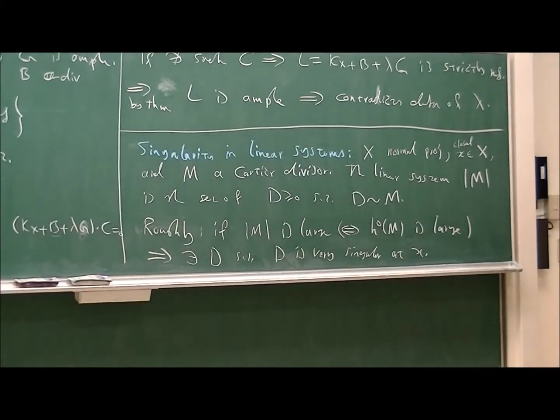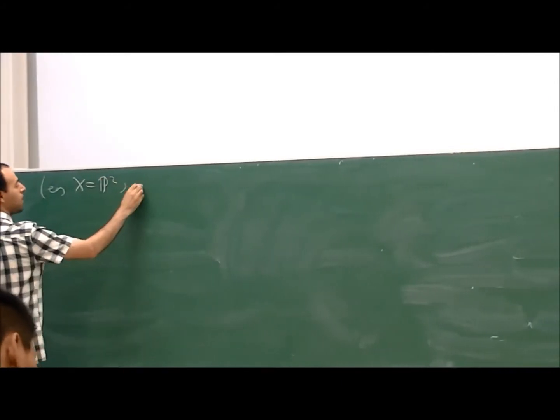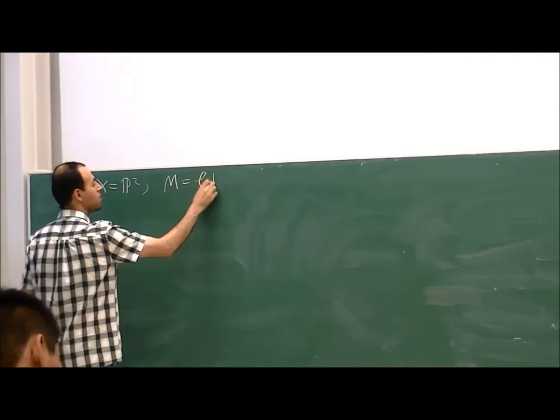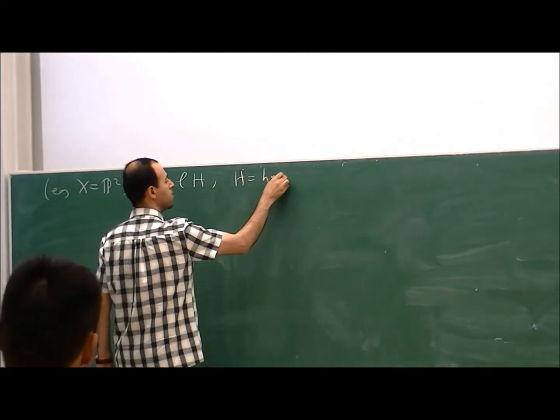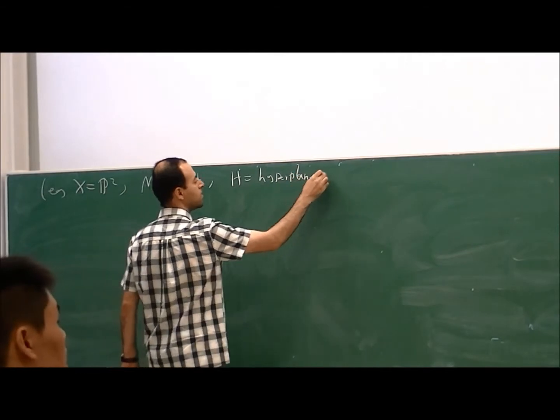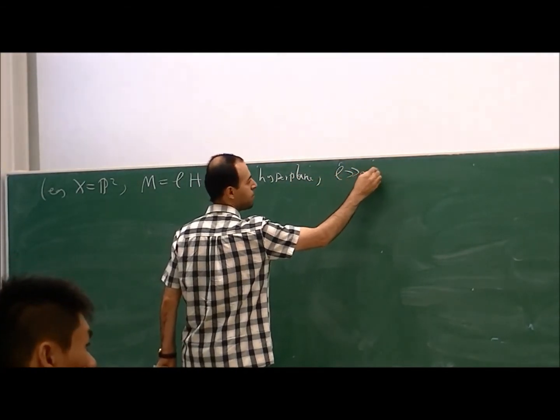So maybe I will give you one example which is quite easy to see what is going on. You could just look at the projective plane and take M to be a multiple of a hyperplane. So for example, consider the case when X equals P2 and M is L times H, where H is the hyperplane, and L is some maybe large number.